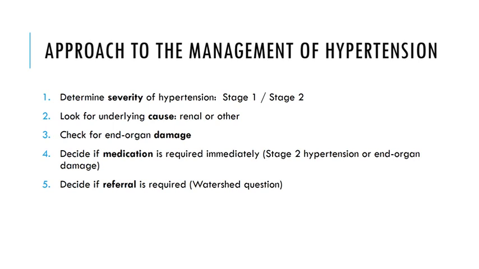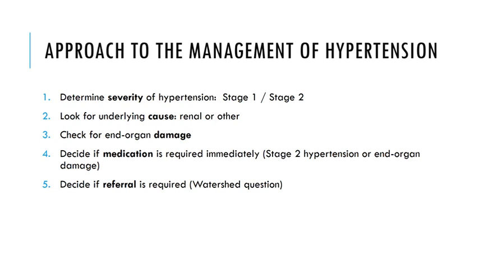What is your approach to the management of hypertension? So we will talk about the specific management, but before you get there, you need to look at a few things. So the first thing is you need to determine the severity of the hypertension. Is it a stage 1 or is it a stage 2? You need to look for an underlying cause. Only 9% is essential. For other patients, you will find an underlying cause. Check for end organ damage.